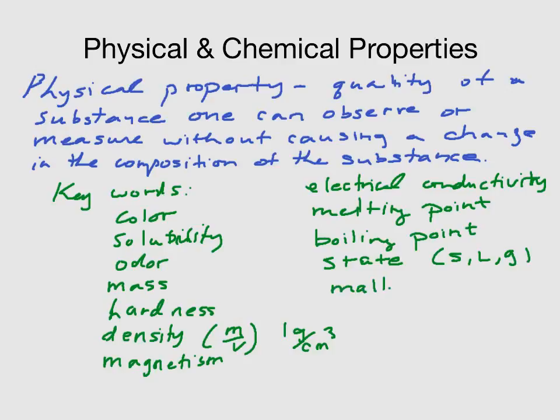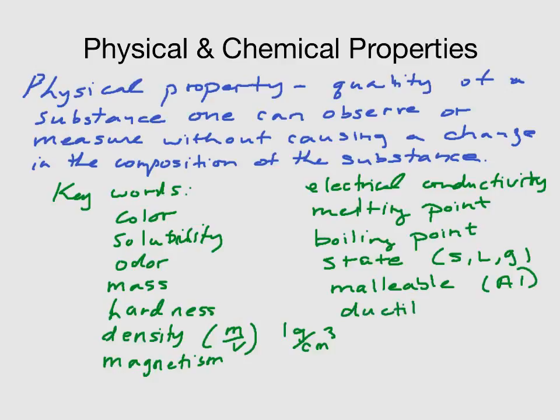Malleability, or something's malleable. If a substance is malleable, that means it can be bent or pushed into a sheet. So take, for example, aluminum. Aluminum is very malleable. You can pound that into a very thin sheet. That's a physical property.